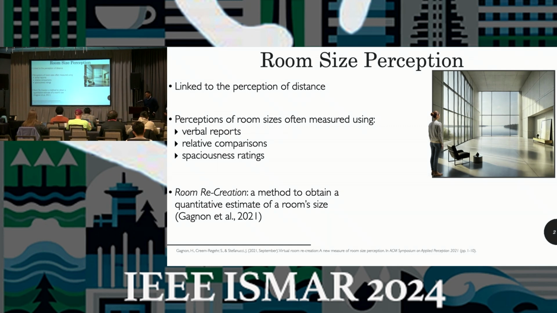Now, on a fundamental level, the perception of a room size may be linked to how we perceive distances. So we could perceive distances egocentrically, like how far the walls are away from us, and exocentrically, or in terms of how far walls are from each other. And we use this information in gauging how large a space may be.